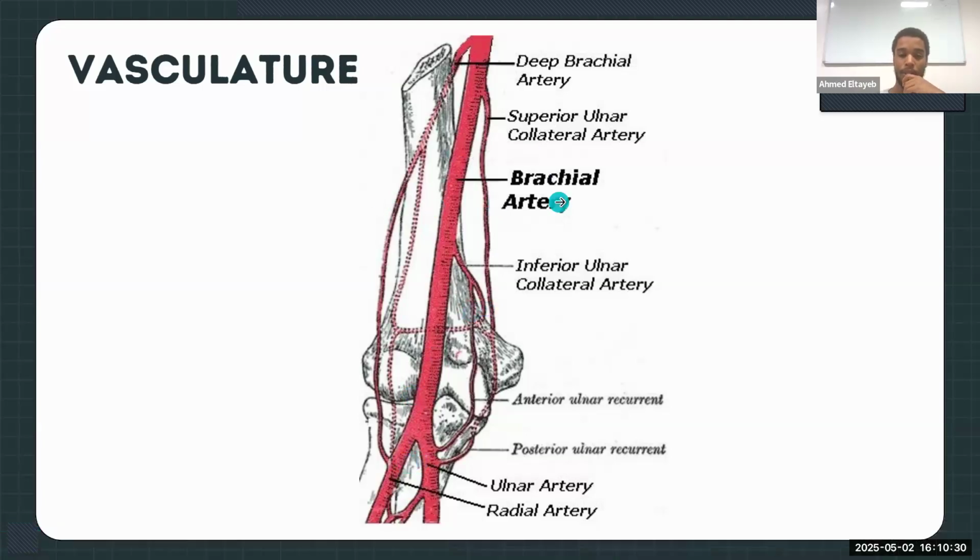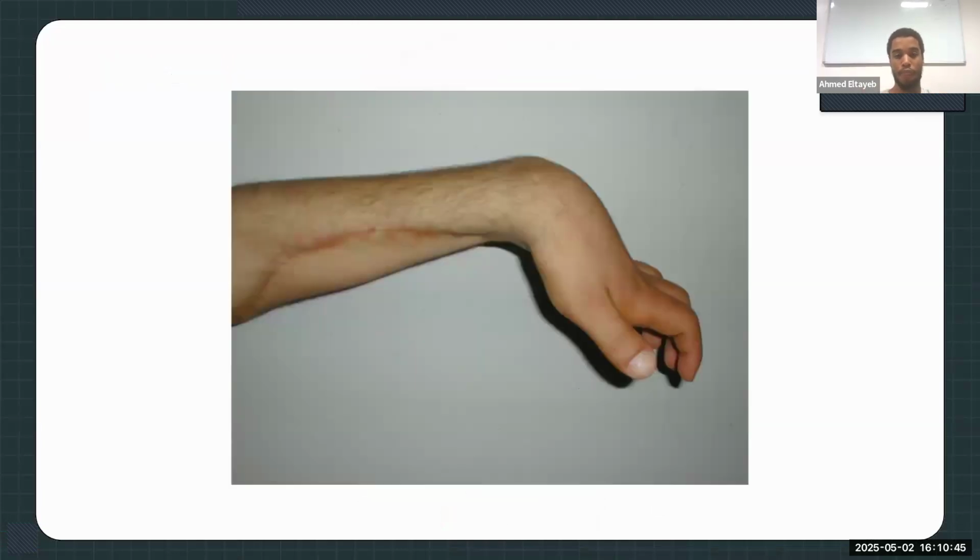And Olena mentioned two other branches: nutrient branches to the humerus, so branches that supply blood and oxygen to the humerus, and muscular branches that supply the muscles. It's not innervate, they supply the muscles.